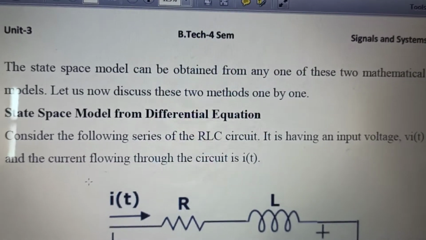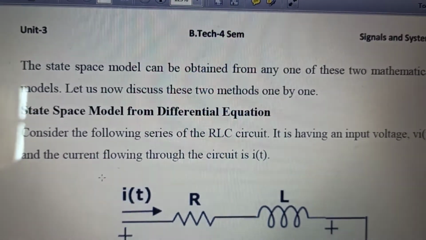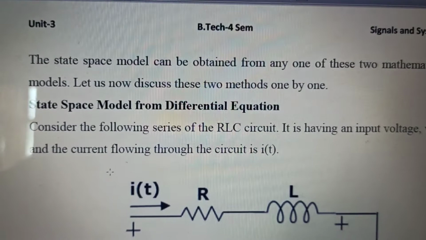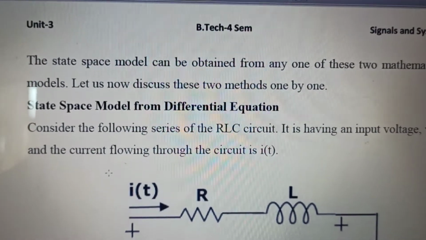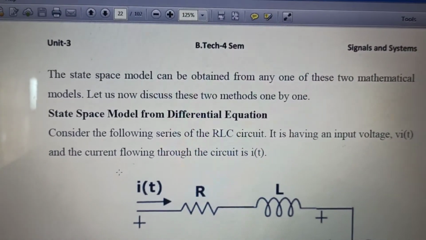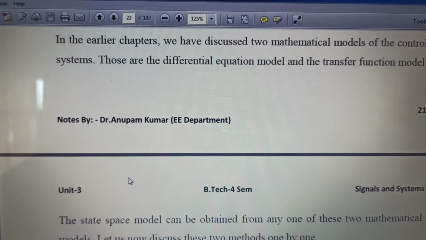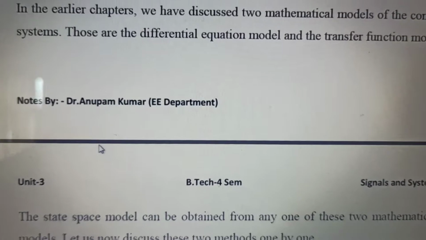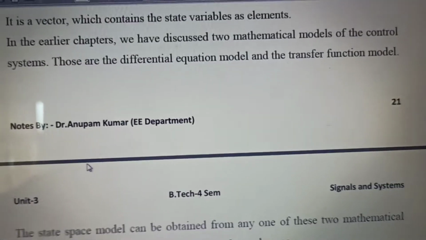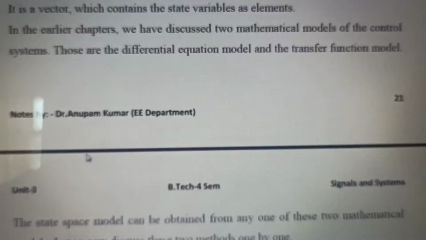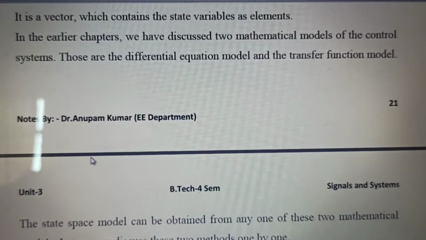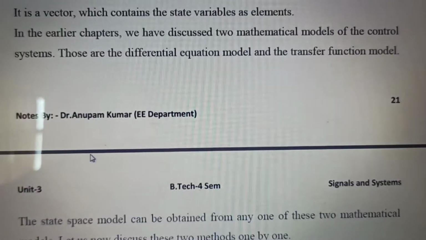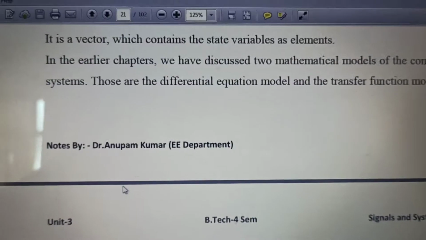And the two methods from which the state space model can be obtained. One is the differential equation method that I am going to discuss here, and another is the state variable method, the transformation model. These are the two models through which the state space equation can be obtained. So let's consider a differential equation model.